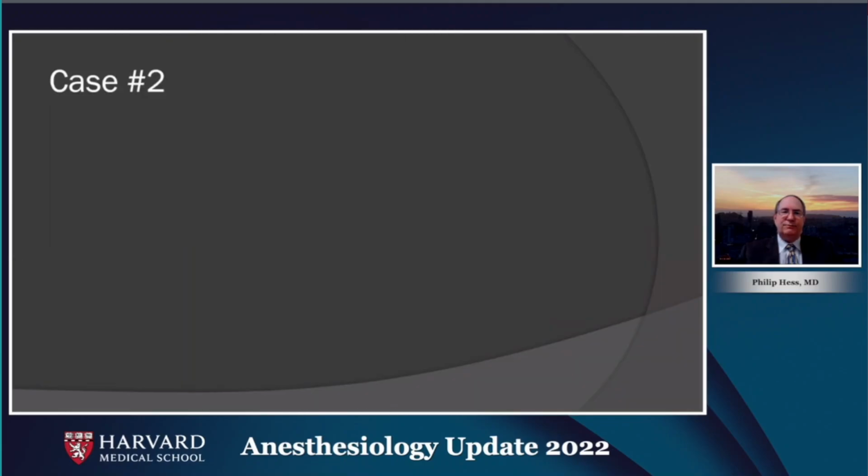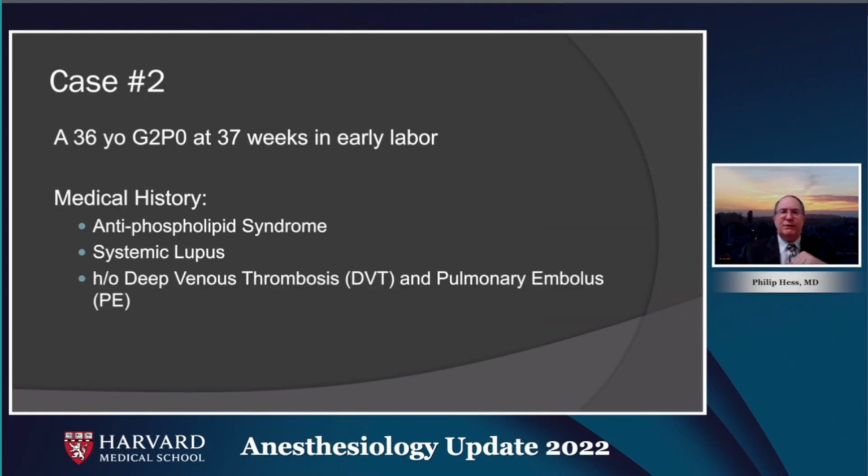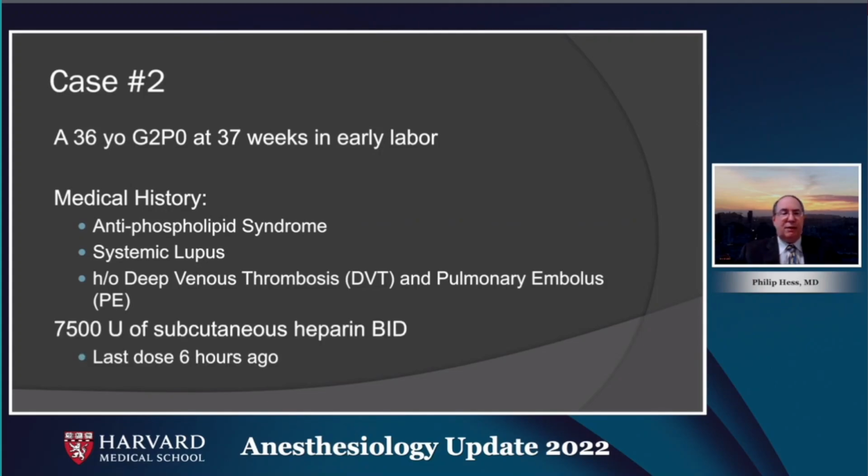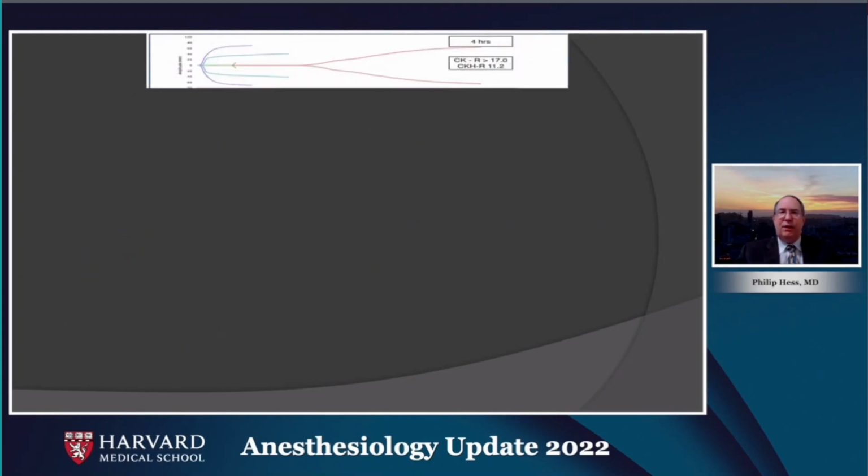But it does bring up patient number 2, who is a 36-year-old woman at 37 weeks in early labor, who has a medical history of antiphospholipid syndrome and lupus. And she did develop early in labor a deep vein thrombosis and had a bilateral pulmonary embolus. She was on 75 units subcutaneous heparin, and last dose when the induction was started was 6 hours ago. I met her 4 hours after her induction had started when she wanted to have an epidural.